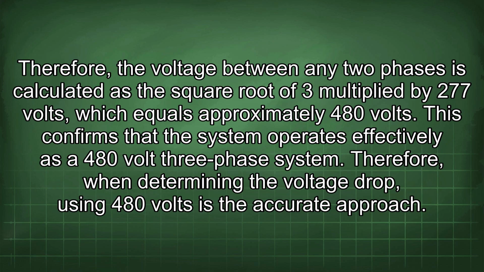Therefore, the voltage between any two phases is calculated as the square root of 3 multiplied by 277 volts, which equals approximately 480 volts. This confirms that the system operates effectively as a 480 volt three-phase system. Therefore, when determining the voltage drop, using 480 volts is the accurate approach.